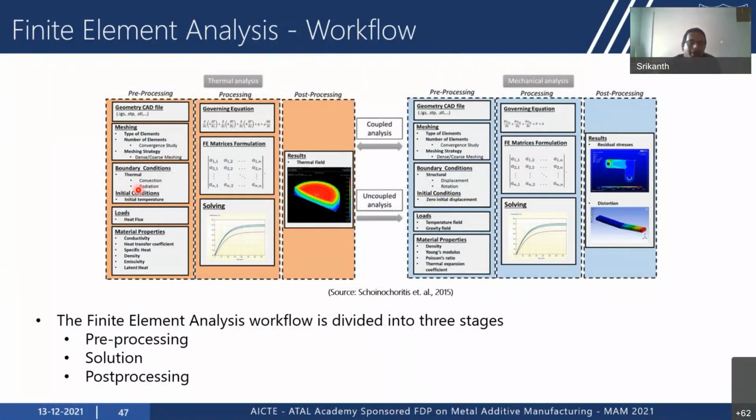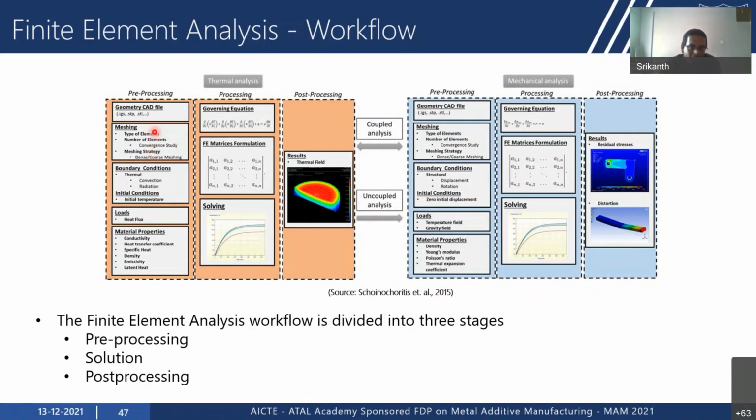As you can see here, I had shown you this picture earlier. The numerical modeling is broken into two different steps, thermal and mechanical analysis. But the workflow in each analysis is the same. We have pre-processing, solution, and post-processing.